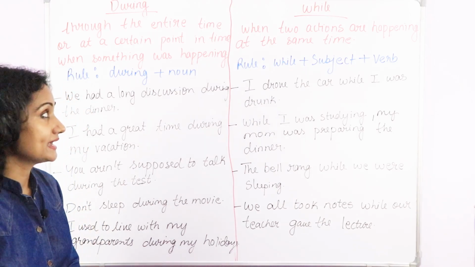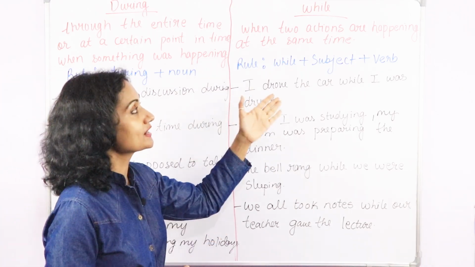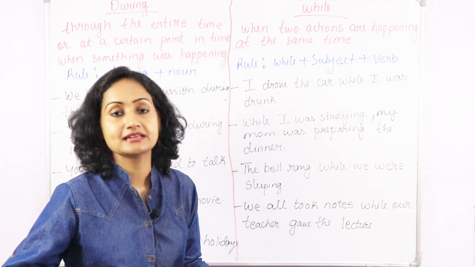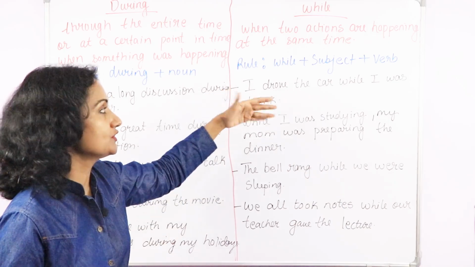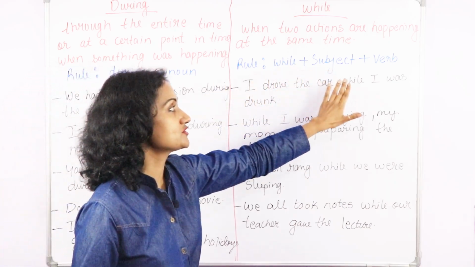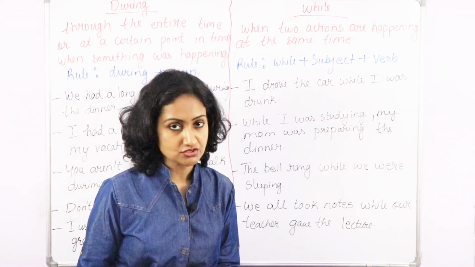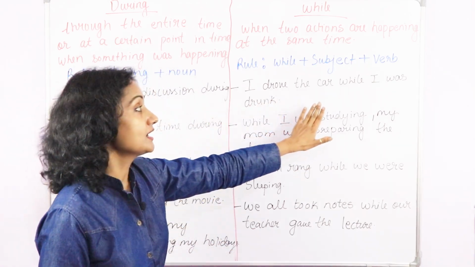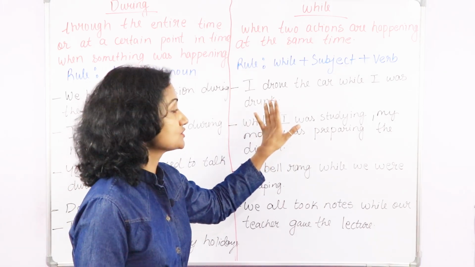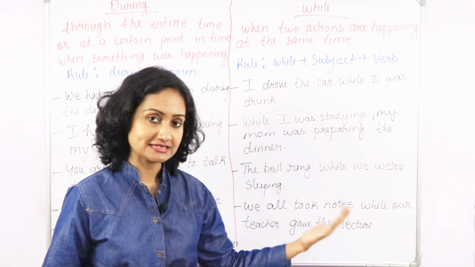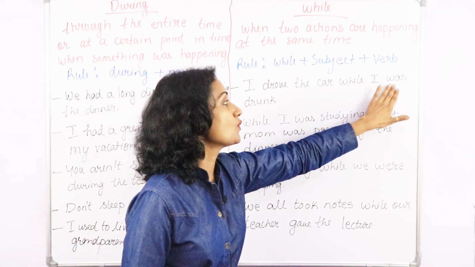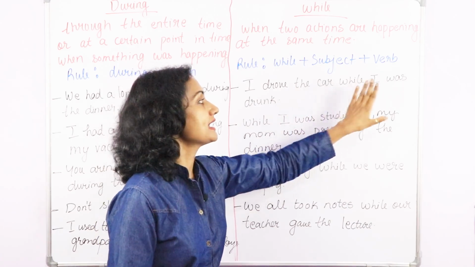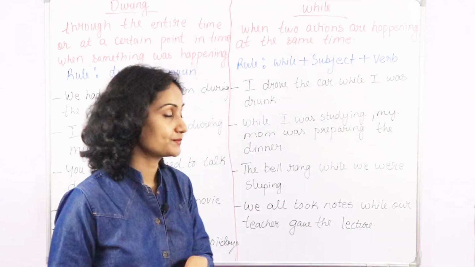Now next is while. While is used when two actions are happening at the same time. One thing is happening while another thing is happening. Here we have already discussed the rule, while plus subject plus verb. It's a conjunction because it is connecting two clauses. I drove the car while I was drunk. So I drove the car, one sentence, while I was drunk, another sentence. So this action and the second action are at the same time.